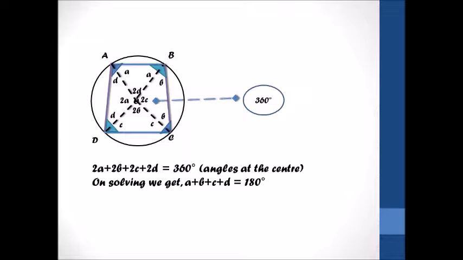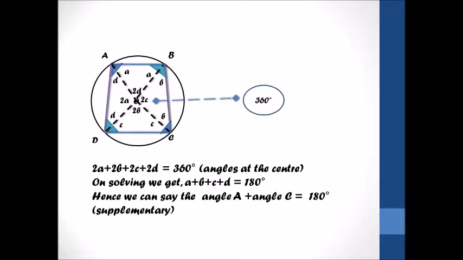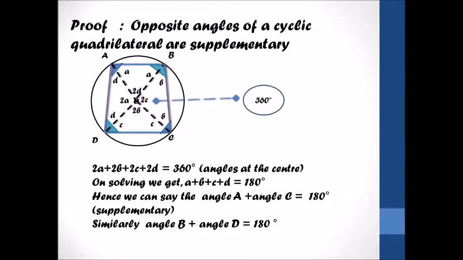Hence, angle A and angle C, and angle B and angle D are opposite angles which are supplementary. Hence, the theorem opposite angles of a cyclic quadrilateral are supplementary is proved.